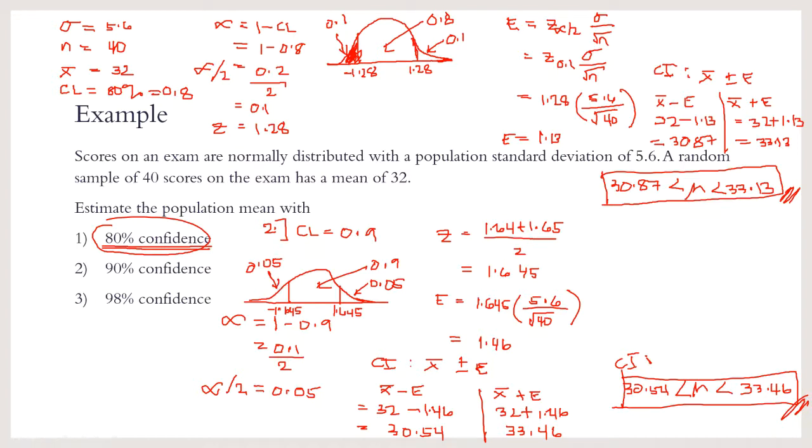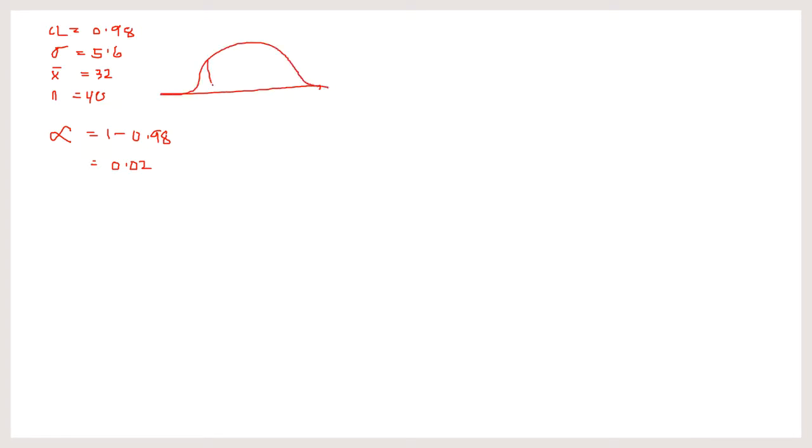Now we'll solve number 3, which is the 98% confidence level. We have the same given, but our confidence level is 0.98, or 98%. Our standard deviation is 5.6, our mean is 32, and our n is 40. From that, we can solve for the area: 1 minus our CL, which is 0.98, gives us 0.02. If we draw the figure again, with 0.98 in the middle, 0.02 will be distributed between the two tails. So we divide it by 2, and we have 0.01 as our area for the sides in our figure.